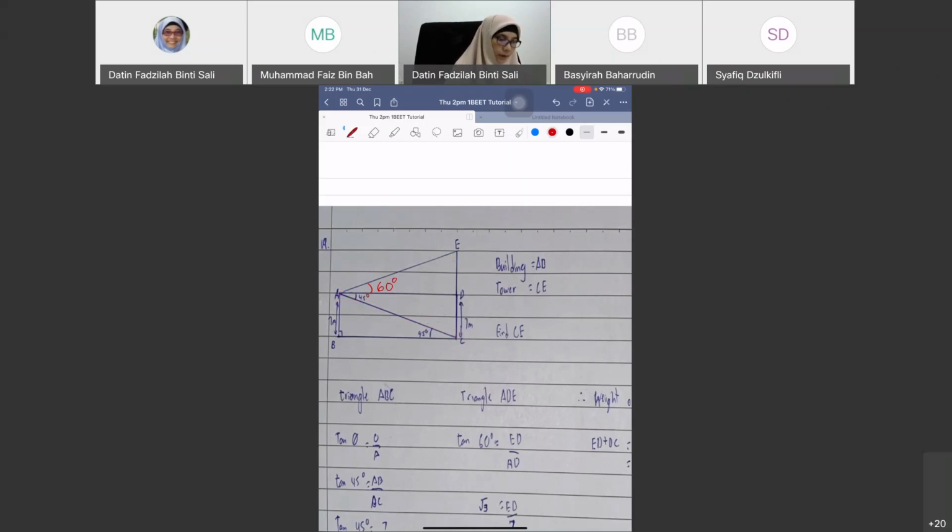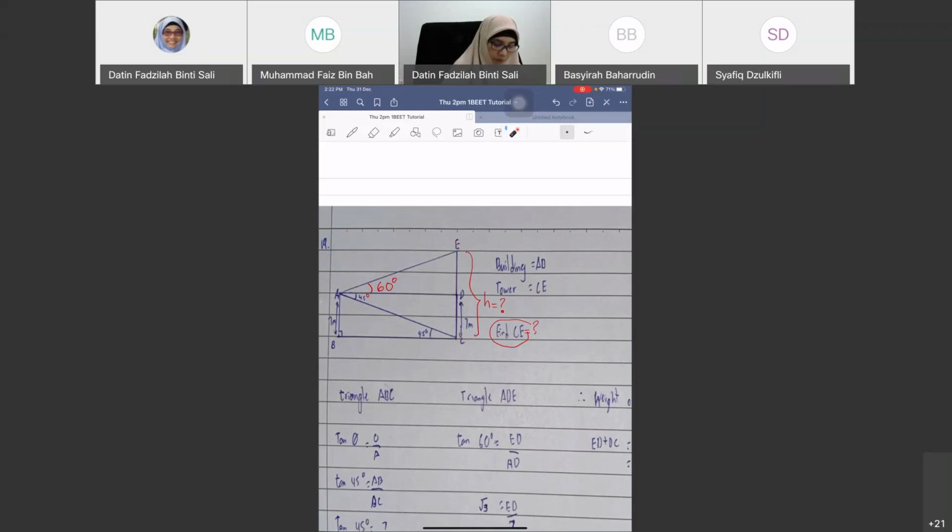All right, so determine the height of the tower. What you want is the height of the tower, this one, the whole stretch here. So you have to find that. That means we need to find CE. So this is C, this is E. Find the whole stretch here.